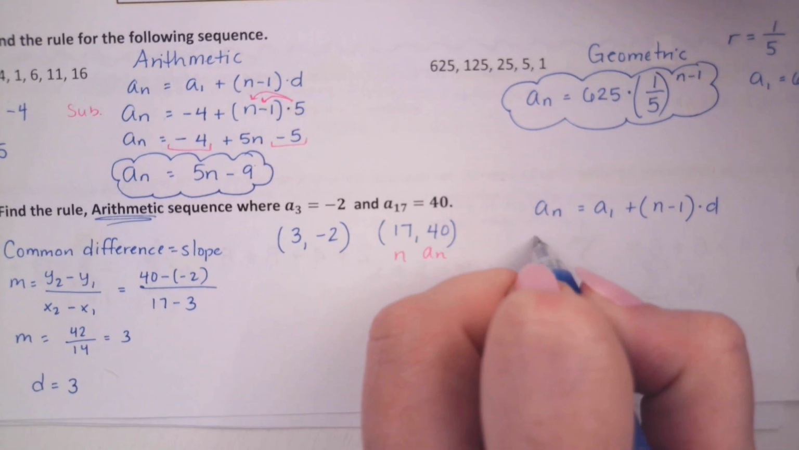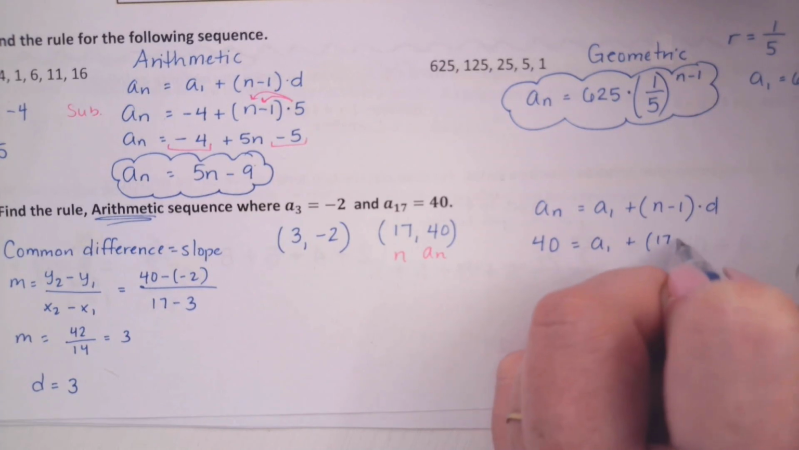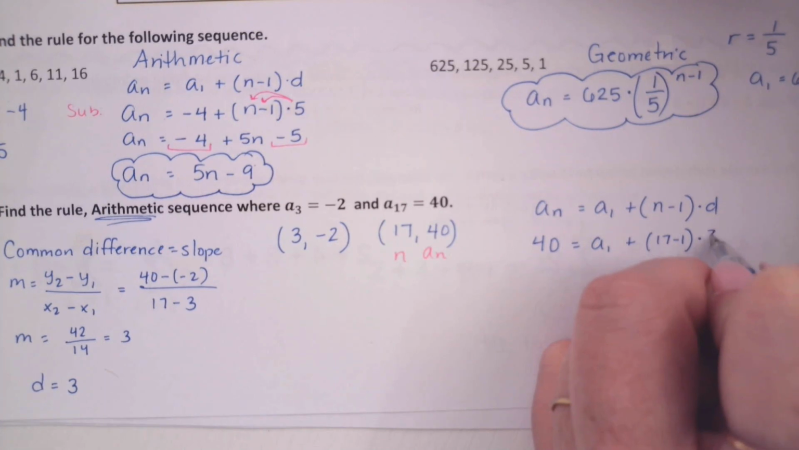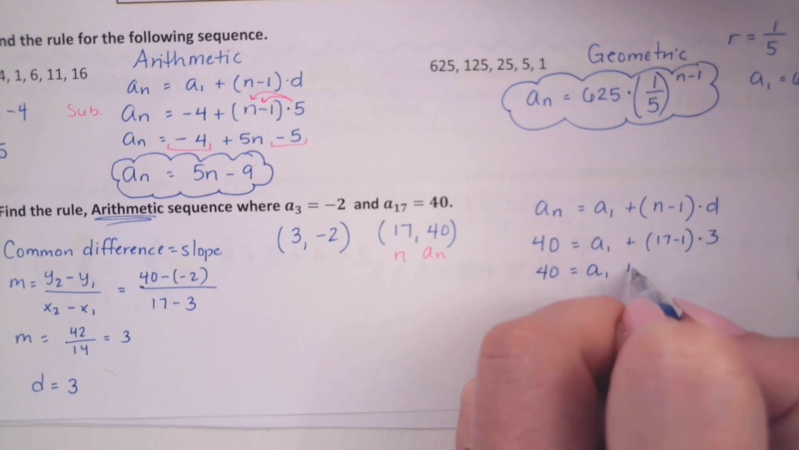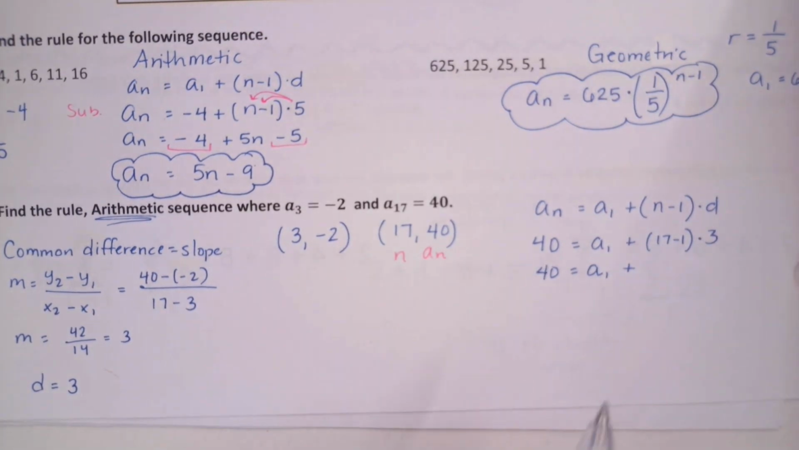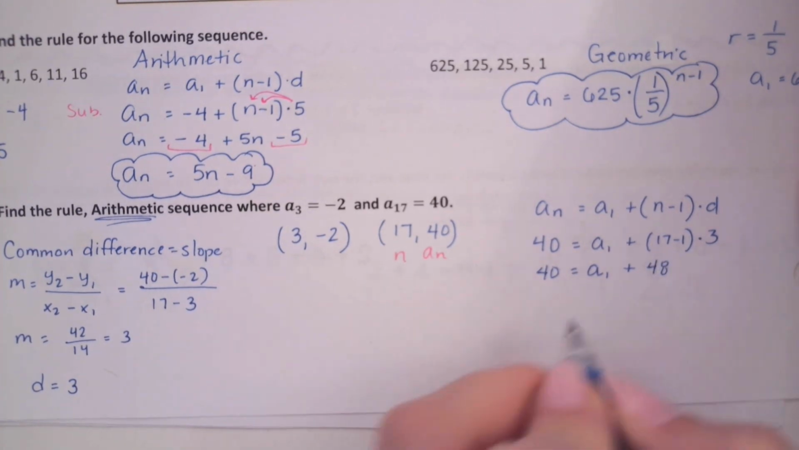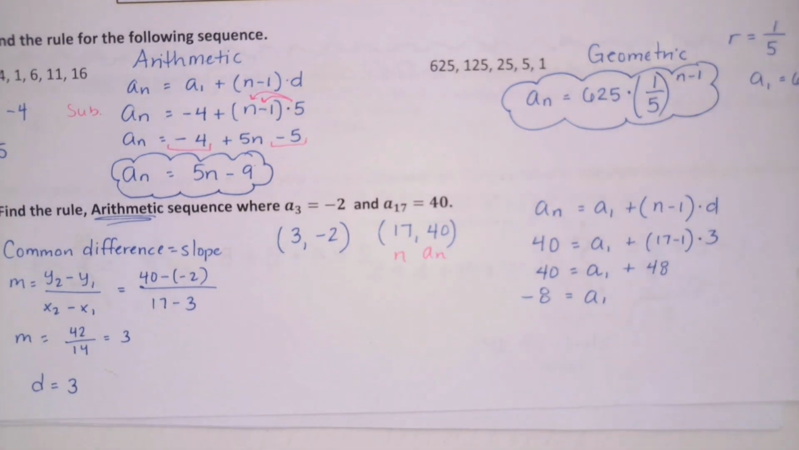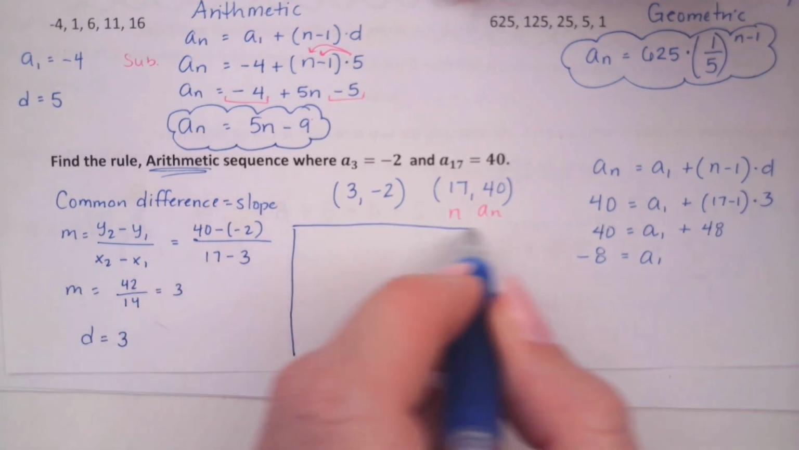So 40 equals a1 plus 17 minus 1 times the common difference, which we found was 3. That would be 16 times 3, which is 48. So that means my a1 is negative 8. All right, we found both of the things we need for the equation now, so what else do we still need to do? Yeah, literally write the answer.